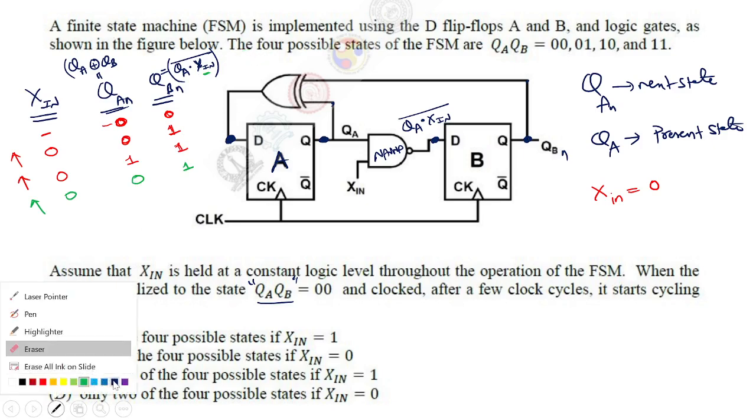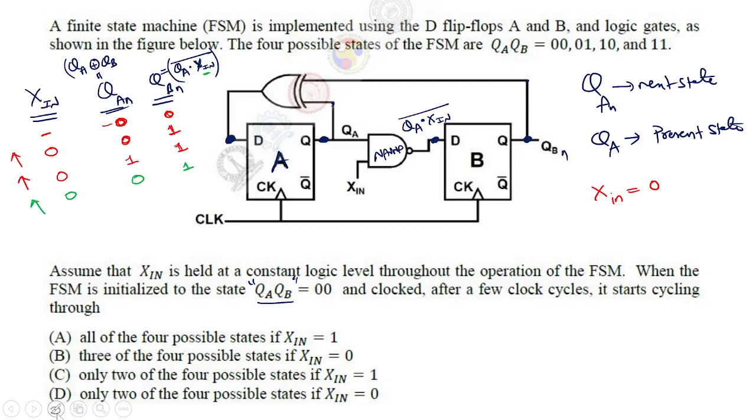Similarly, you try for Xin equal to 1. So this is 1, this is 1. So you will get 1, 1 when you apply the clock. Again, the same thing. See, 0, 1 to 1, 1, it has become 1, 1 to 0, 1. Then again 1, 1. Obviously, again 0, 1 will come.